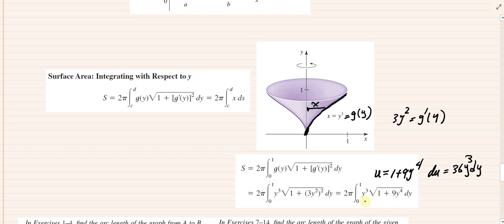Okay, and then of course, you've got y cubed dy, and don't forget to change the limits of integration if you want to stay with variable u. So your limits of integration with u: when y is 0, u is 1, and when y is 1, u is 10. There you go. That would be the limits of integration. So we can see if you would like to finish this exercise.